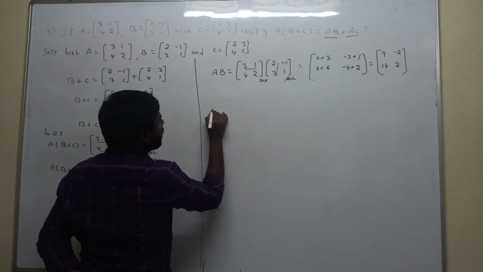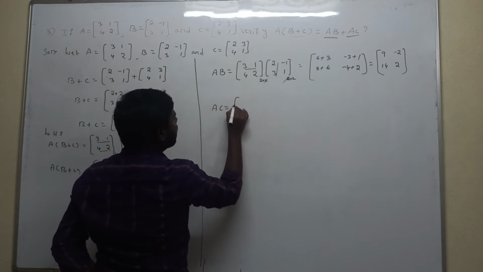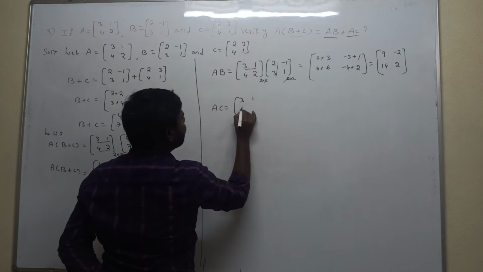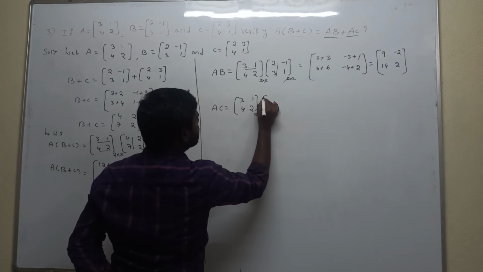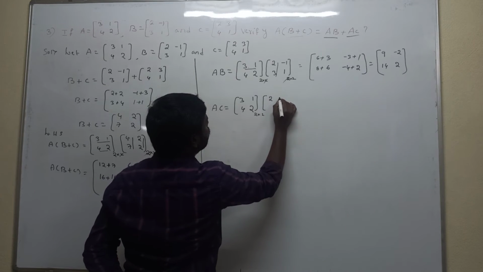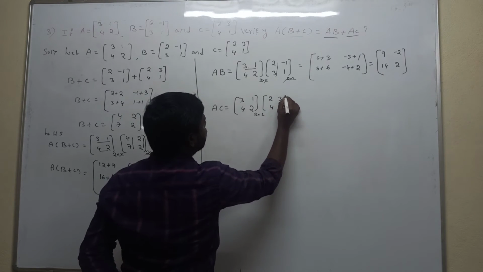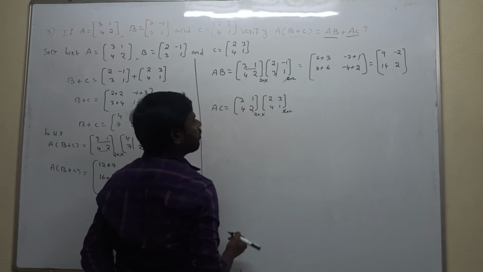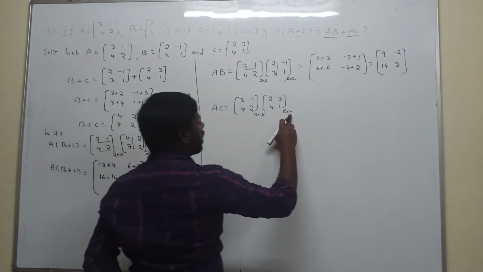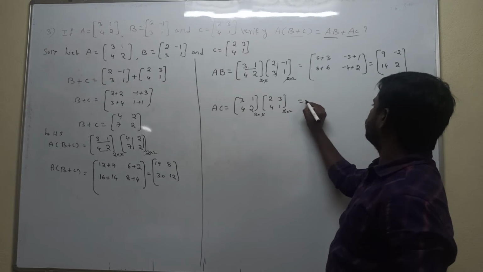Next, to calculate the AC matrix, the product of the A matrix and the C matrix. Substitute A matrix, which is [3, 1; 4, 2]. The order of this matrix is 2 by 2. Substitute C matrix, which is [2, 3; 4, 1]. This one is also 2 by 2. The number of columns is equal to the number of rows. Finally, we get a 2 by 2 matrix.